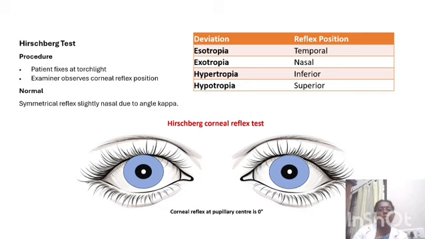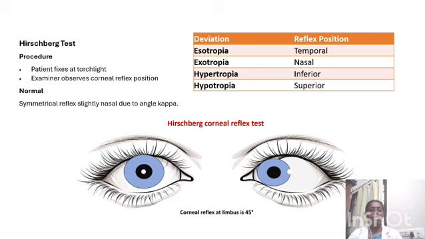The Hirschberg test is often the first alignment test performed during the strabismus examination. It helps identify the presence and approximate magnitude of a deviation and guides further evaluation using the cover test and prism measurement. The Hirschberg corneal reflex test is a rapid, objective method of assessing ocular alignment. By observing the position of the corneal light reflex, clinicians can detect and estimate the magnitude of strabismus, especially in children and uncooperative patients.